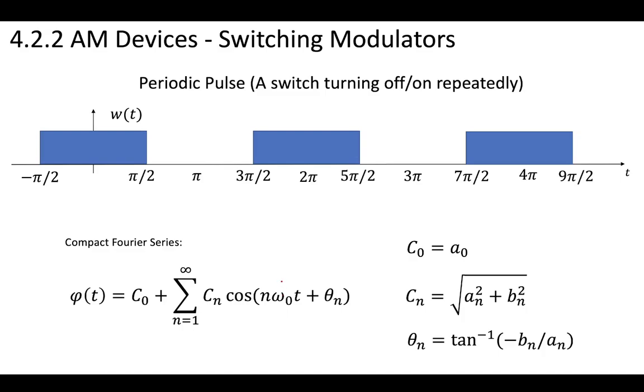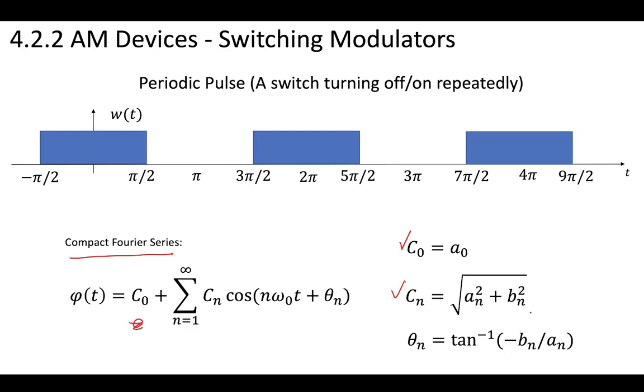Now, the compact Fourier series can be written like this, where you have a first coefficient for n equals 0, then an infinite sum of coefficients from n equals 1 all the way to n equals infinity. If you look in chapter 2, this is how they describe the compact Fourier series. In it, C0 is equal to A naught, whereas Cn is equal to the square root of A sub n squared plus B sub n squared, and then the phase is the inverse tangent of B sub n over A sub n.